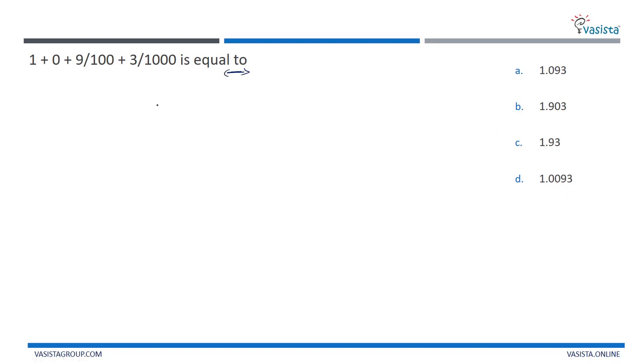Now here see what happens here. This I can rewrite like this: 1 plus 0 plus 9 by 100 plus 3 by 1000. Now this will become 1 plus 0 plus 9 by 100. When you divide 9 by 100, you are going to get 0.09 plus 3 by 1000, that is going to be 0.003.